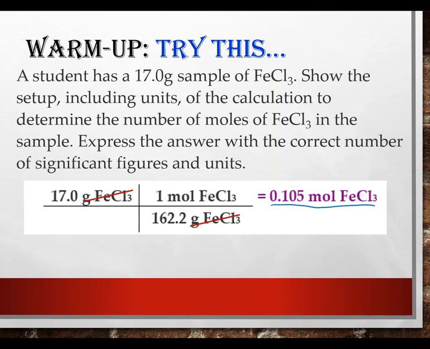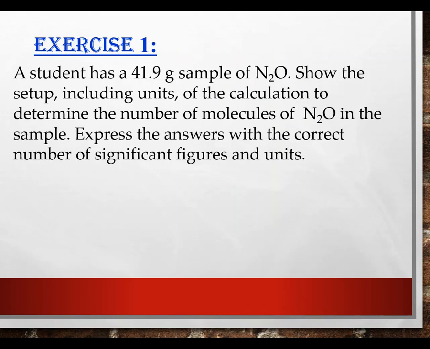So let's go ahead and take a look at another example. In this particular case, a student has 41.9 grams of dinitrogen monoxide. Show the setup calculation to determine the number of molecules. Now we're going to molecules. So we're going from grams over here to molecules. And I abbreviate molecules MLCS. But that means we have to make a pit stop at the mole first. So we're going to have to convert to moles. So this is the first step. Then we're going to have to convert to molecules. So it's going to take 2 steps to complete this problem.